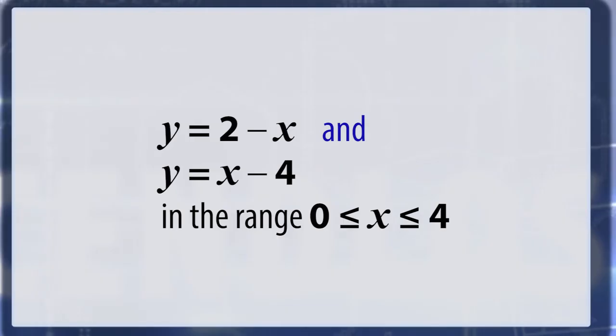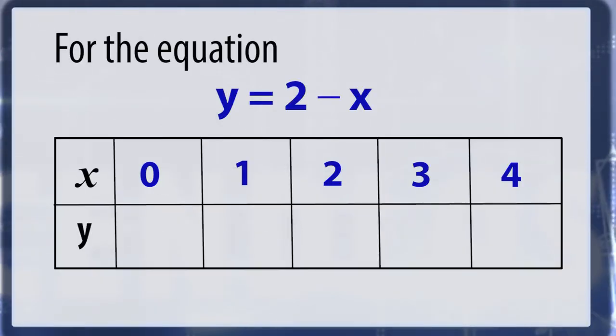For the first equation, y is equal to 2 minus x, when x is equal to 0, we have y is equal to 2 minus 0, and that will give us 2. Also, when x is equal to 1, we have 2 minus 1, and that will give us 1. The next is 2. When x is equal to 2, we have y is equal to 2 minus 2, and that will give us 0.